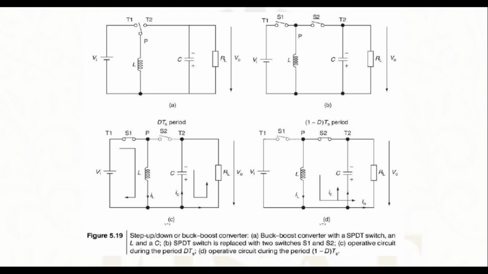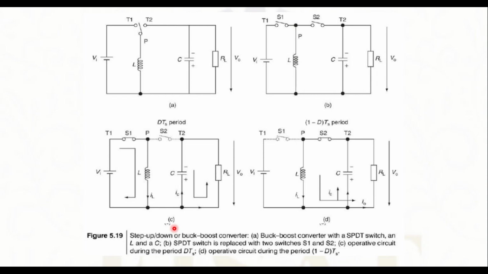The D into Ts period is actually the on time of switch S1. Like we can see in figure C, during the D into Ts period, switch S1 is closed and S2 is open. And for the 1 minus D into Ts period, S1 is open and S2 is closed. So figure C shows the operative circuit during the period D into Ts.